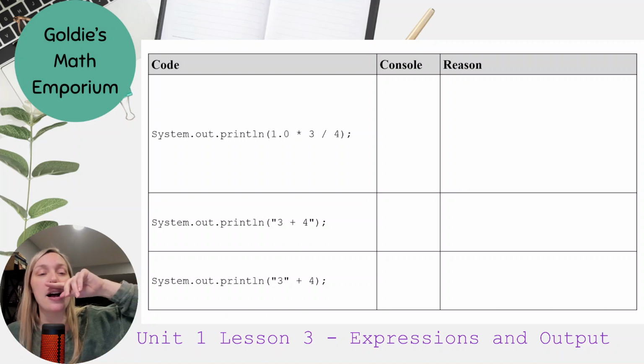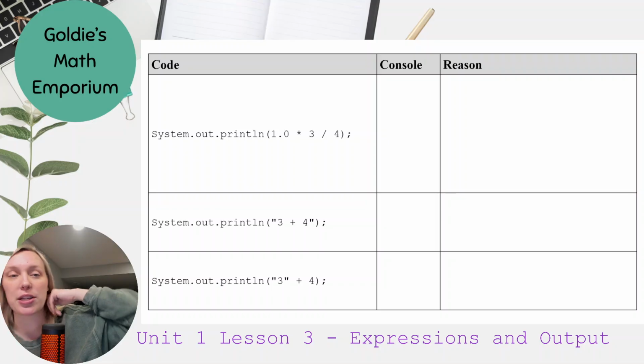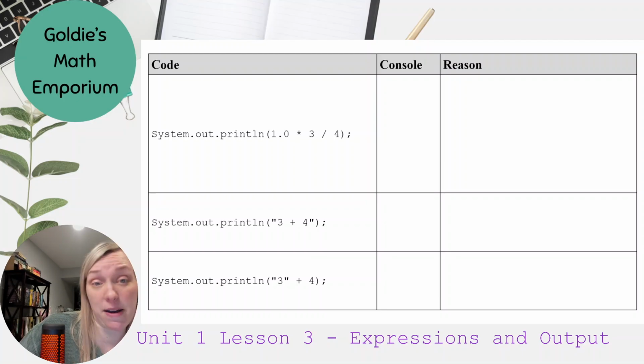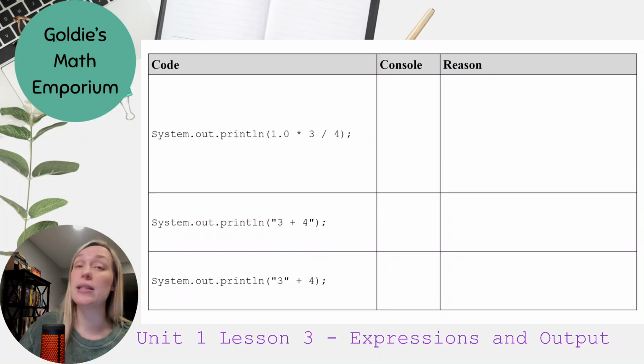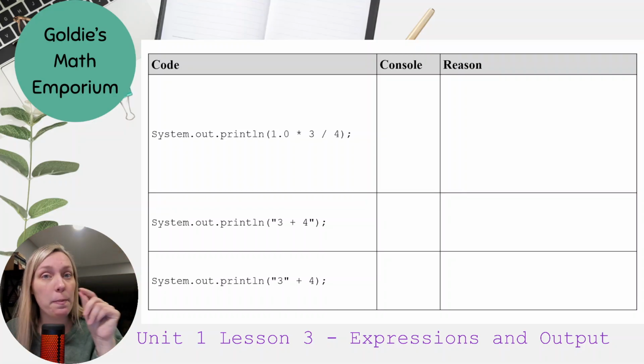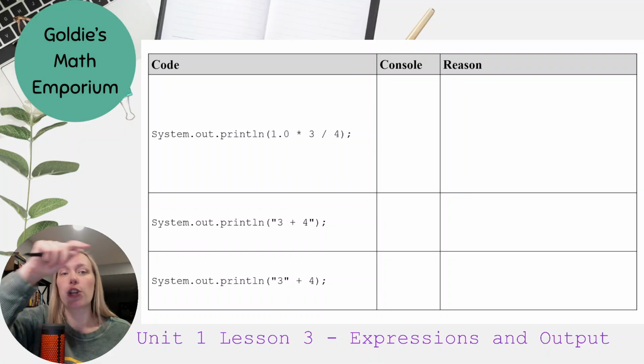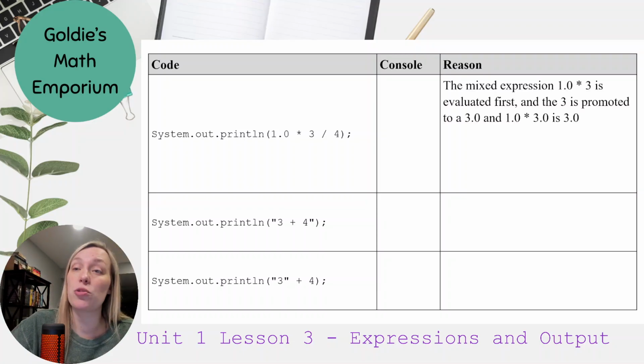Now we're gonna mix some other expressions here, okay? Including strings. So let's look at this next segment of code. I have a 1.0 times 3 divided by 4, okay? How does this get evaluated? I have multiplication and division. Order of operations says they have the same precedence, so it's going to get evaluated from left to right, okay?